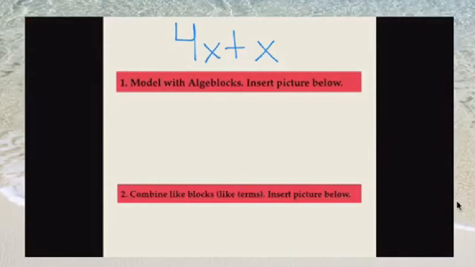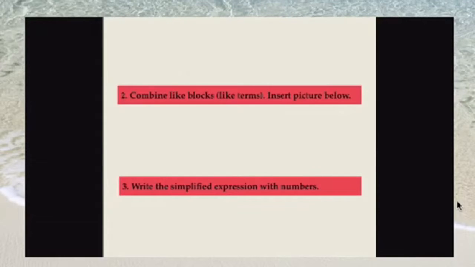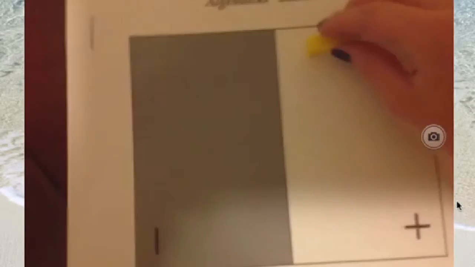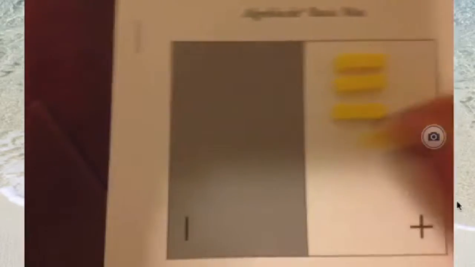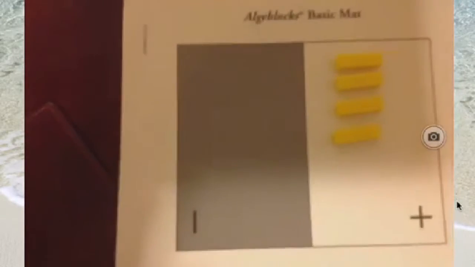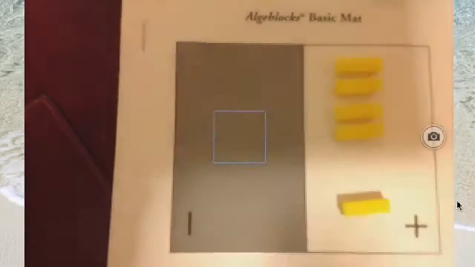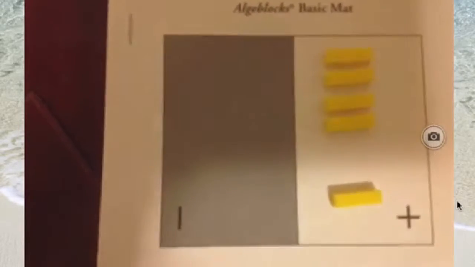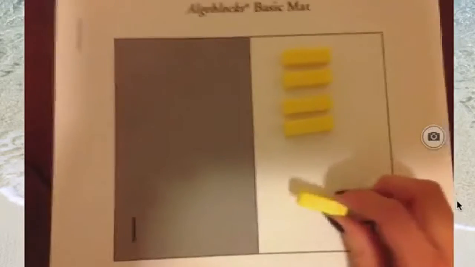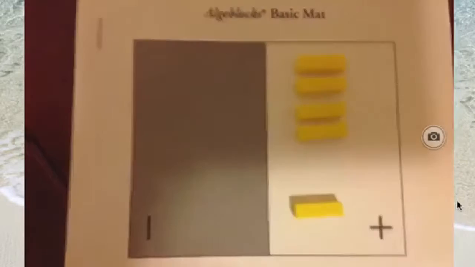Remember, our expression is 4x plus x. So I'm going to start by modeling positive 4x. I'm going to model positive 4x by putting 4x blocks on the positive side of the mat. Okay, that represents my 4x. Next, I'm going to take one more x to represent that 4x plus x, one single x. Remember, one x by itself means 1x.